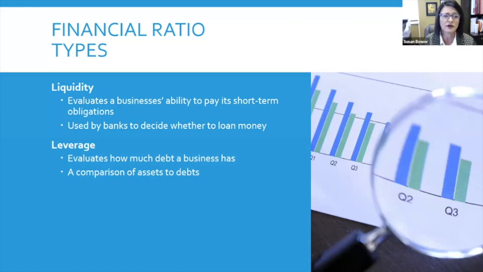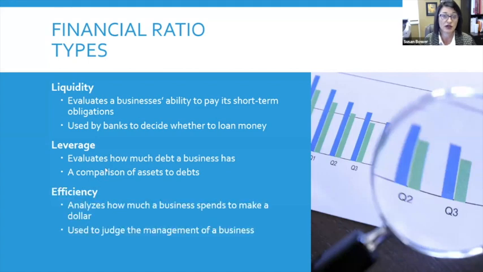The second type of financial ratio is known as a leverage ratio. When we hear leverage, we think about debt. The leverage ratio evaluates how much debt our business has, and it looks at our assets and our debts, or liabilities, and compares them. That comparison through division helps us learn something about our business.